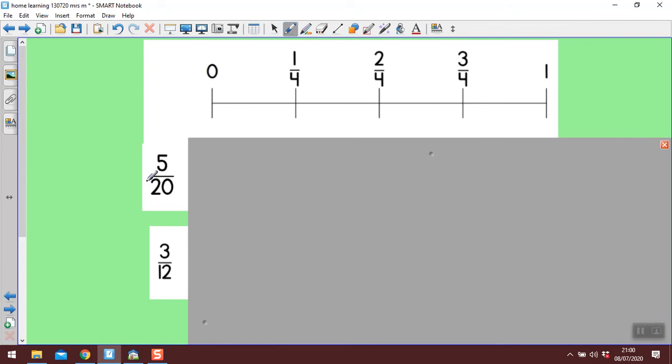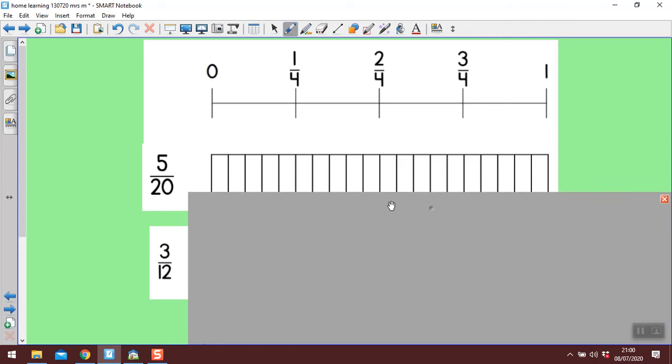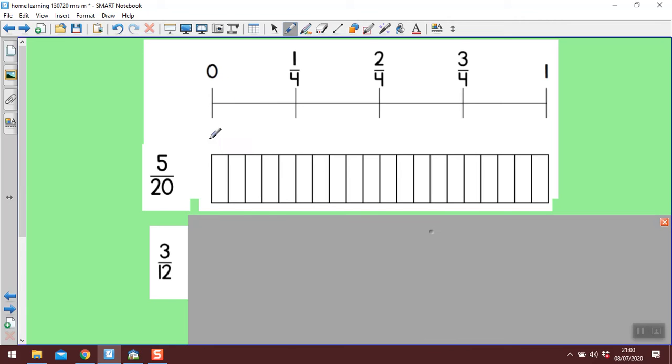Now let's have a look at 5/20 and 3/12 on the number line. So to compare 5/20 with quarters, I've split my bar into 20 equal sections and I want to have a look at 5 of them. So look, this is the end of my 5/20. 5/20 is equivalent to what? It's 1/4, isn't it? Use the bar model and the number line to write down some more equivalent fractions. Pause the video while you do it.